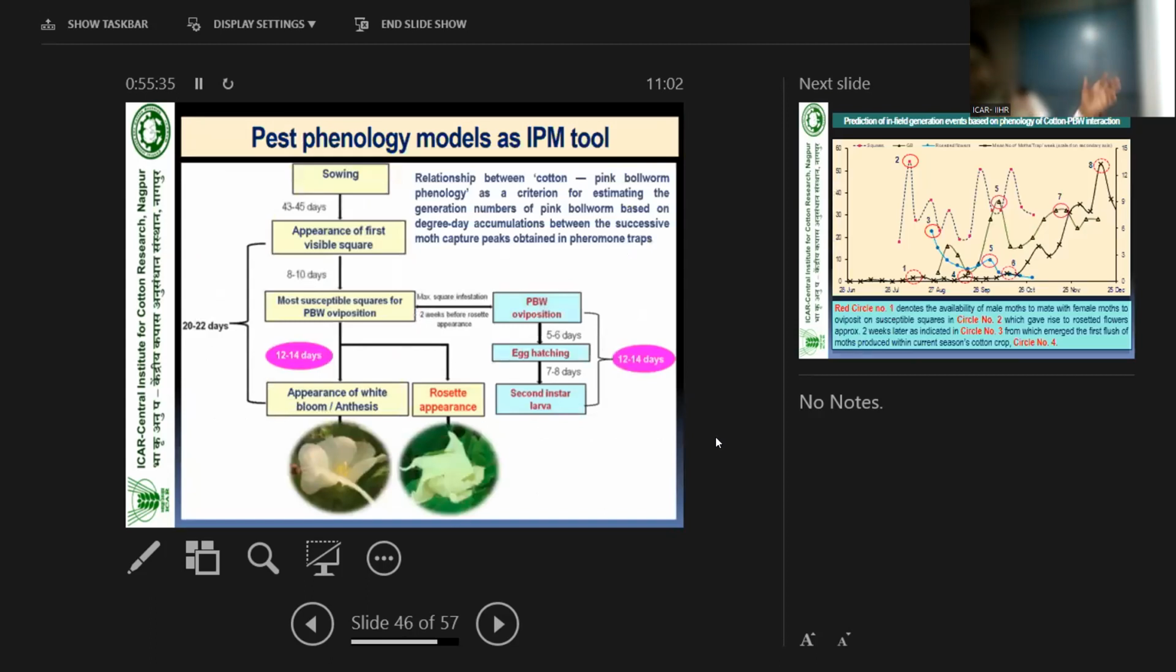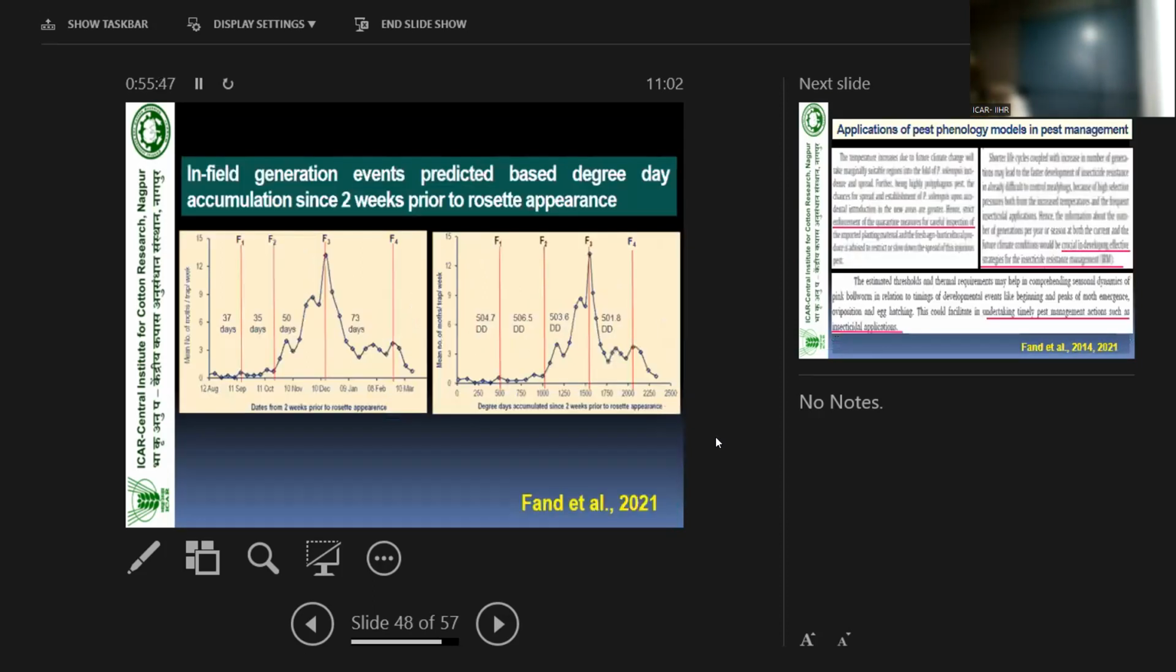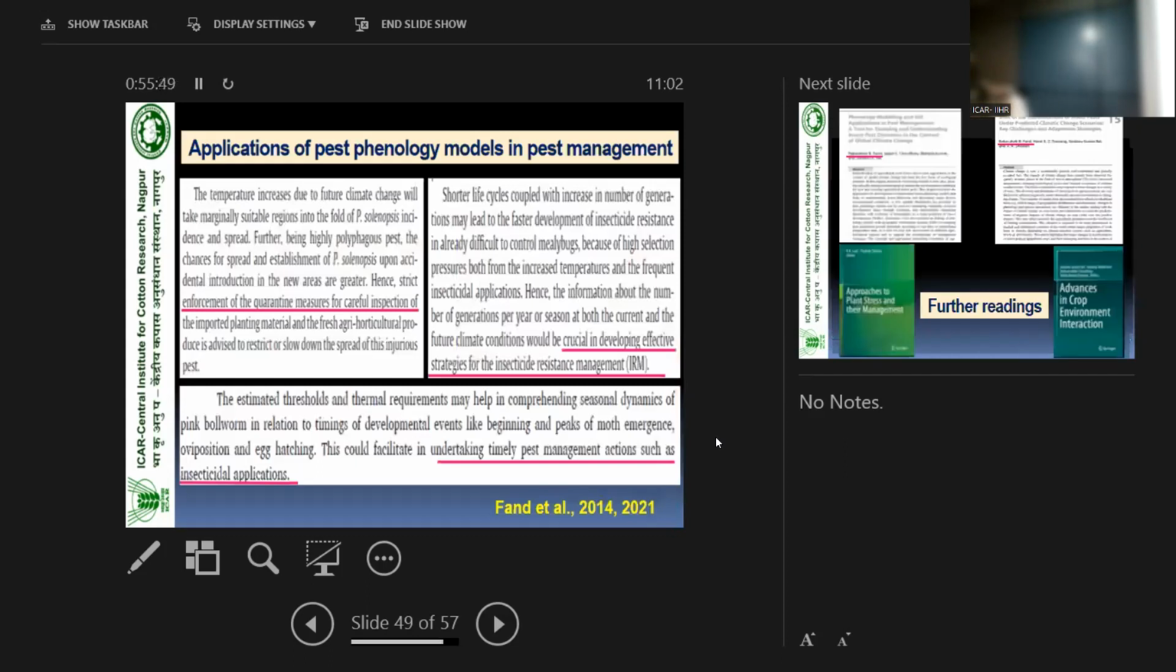And another advancement other than this: we coupled this with cotton phenology and predicted the number of generations at field level in case of pink bollworm, which was published in Scientific Reports last year. And we have validated it across India using this.